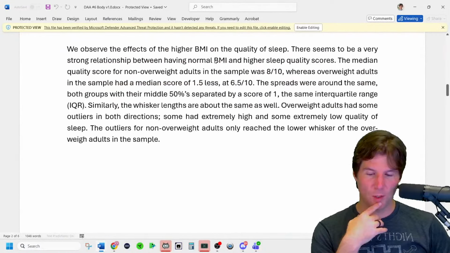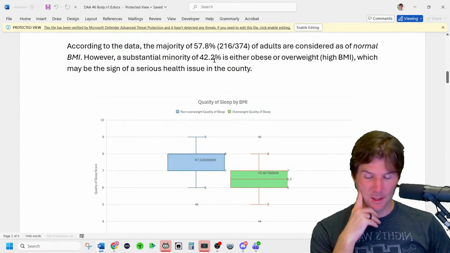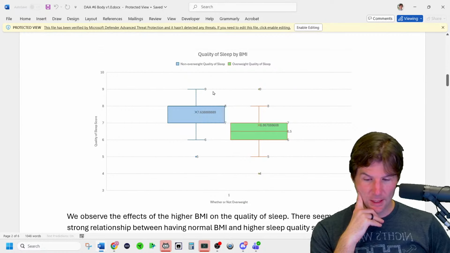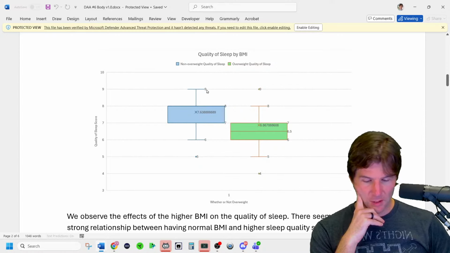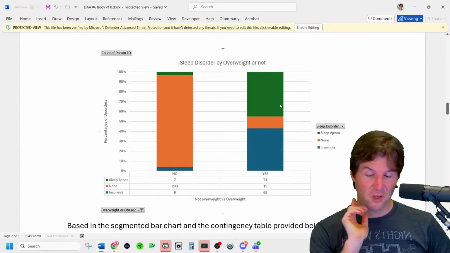So that's sleep quality based on whether or not overweight. There we go. And you can see sleep quality, and then it will also say non-overweight quality of sleep, overweight quality of sleep, and you can see the ranges of value of quality of sleep. There's actually a bigger range over here, but making suggestions.